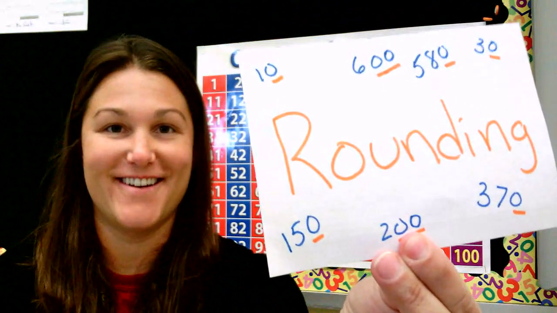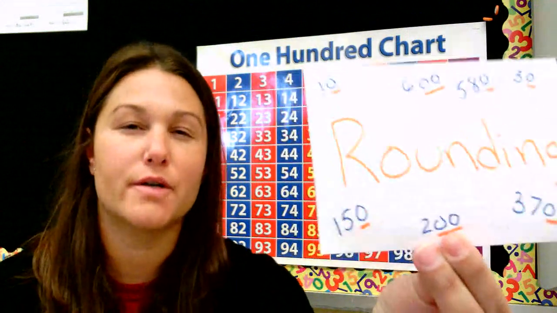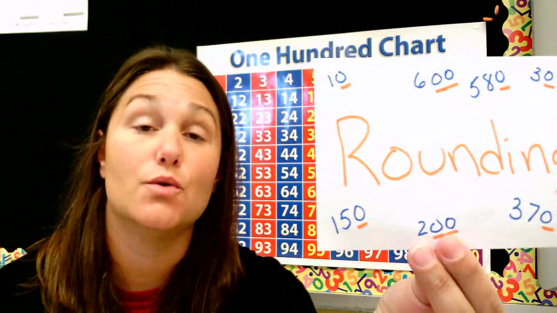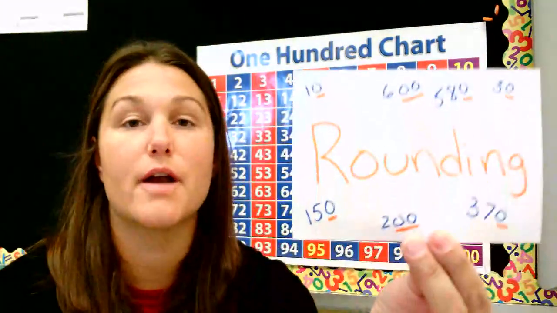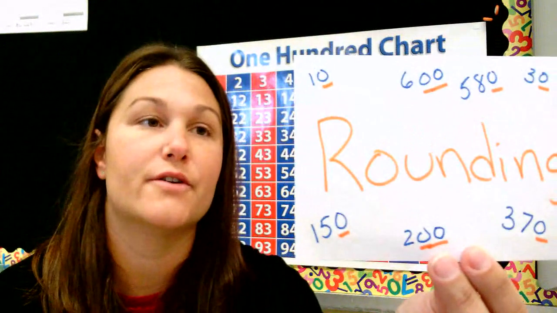Check it out. All right. Rounding is when we take a number and we alter it a little bit. We change a little bit to make it a more convenient number to work with. And you're going to notice that on this index card, I have several numbers that have been rounded to the nearest 10 or the nearest 100.